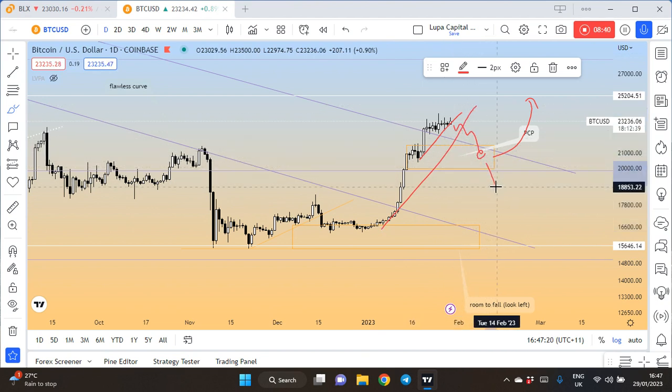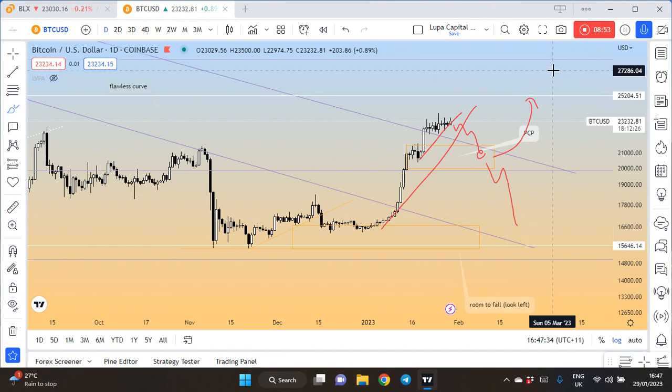So price can revert and use this as a PCP rejection and head back down, as I said previously in the weekly chart. So price can move back towards 15k, the lows which we put in.